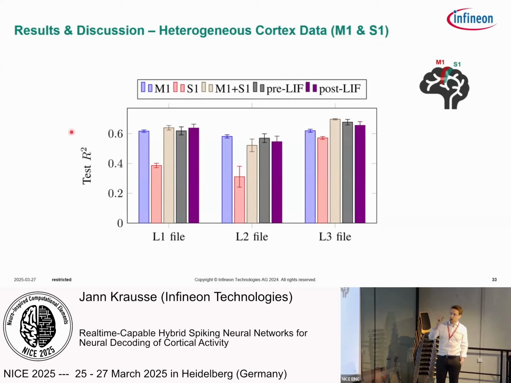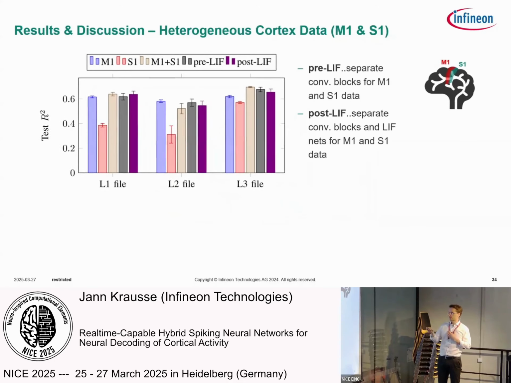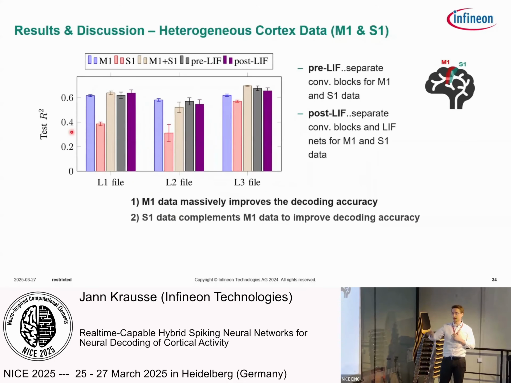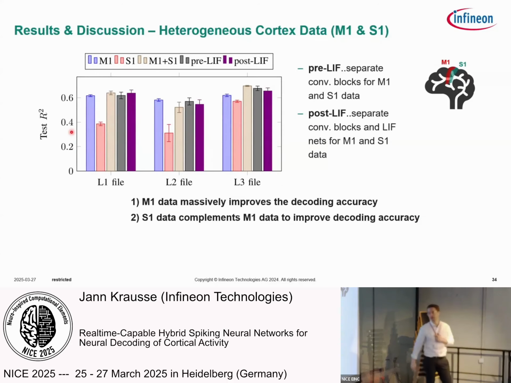Looking at the results, for now, I want you to focus on the blue and the red bars. Blue is only M1 data, red is only S1 data. Decoding from motor cortex data works far better than decoding from somatosensory cortex data. However, if you now focus on the middle one, the beige one, this is just stacking both types of data and feeding it through the network. Having both data actually on average works a little better. So M1 works better, but it seems like S1 data can complement the M1 data.